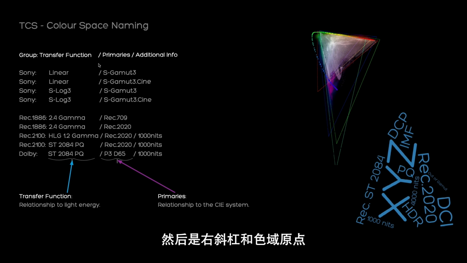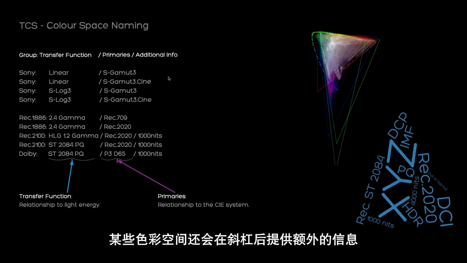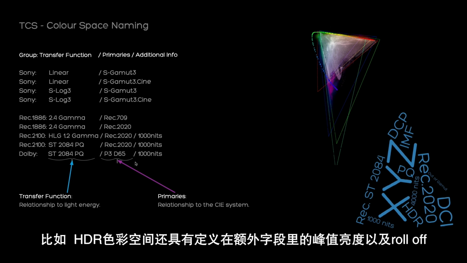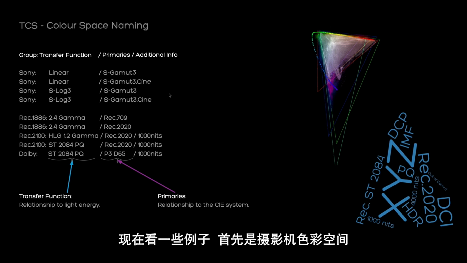Then we have a forward slash and the primaries. The primaries are the relationship of the signal values to the CIE system. So for example, these horseshoe and triangles that you have probably all seen before. Some color spaces have additional info followed by another forward slash. For example, here the HDR color spaces have their peak white roll-off defined in that additional info field. Some camera color spaces have a tag there, for example, if they're optimized for tungsten or daylight scenes. Let's look at some examples.